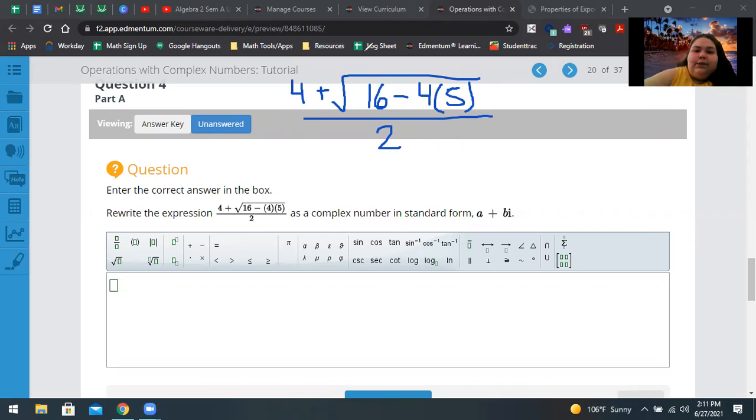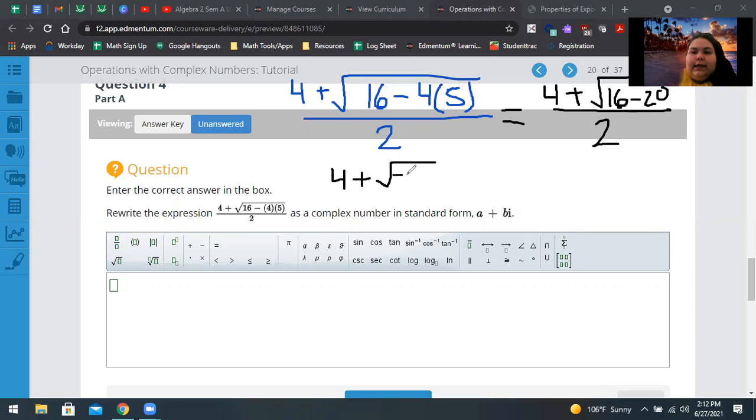And the reason I'm bringing this up is because that's going to actually help you out for the next question. But let's go ahead and solve this. So remember, we break this up into little sections. I'm going to leave this 4 out here for right now. We have plus the square root of, we'll multiply that 4 and 5. So this is 16 minus 20 over 2. We'll subtract, so that is 4 plus the square root of negative 4 over 2.